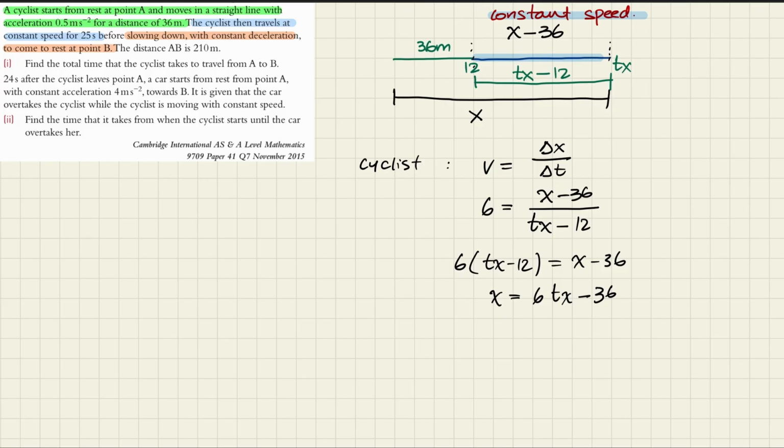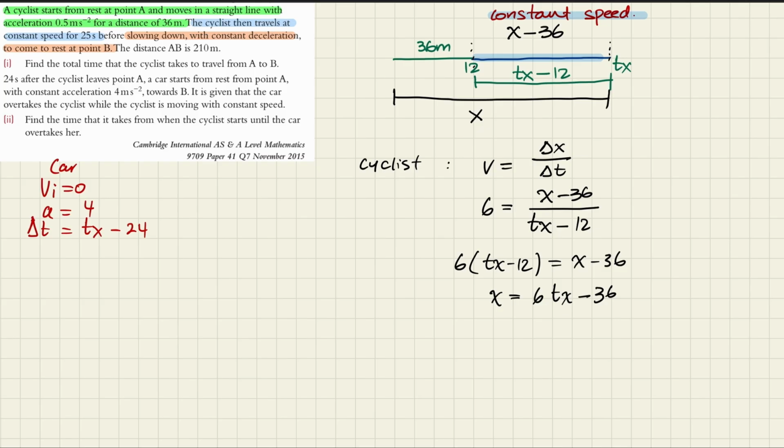So the car is starting at an initial velocity of 0. So vi is equal to 0. Its acceleration is given as 4 meters per second squared, and it is traveling for a time. It's going to be the time that the cyclist is traveling, so tx minus 24. And that's because it is traveling for a total time of 24 seconds less because it started late.